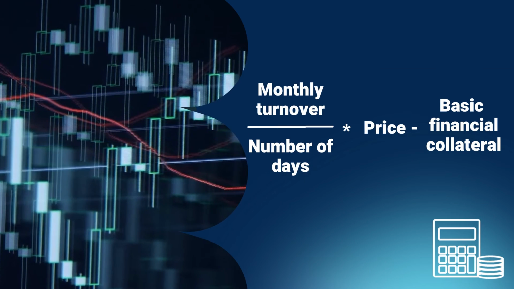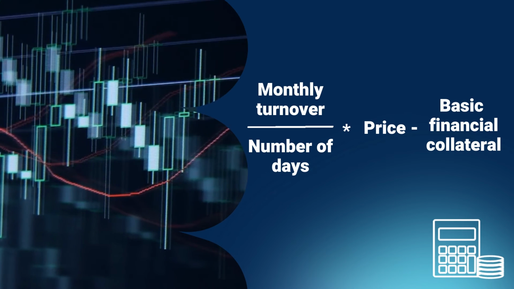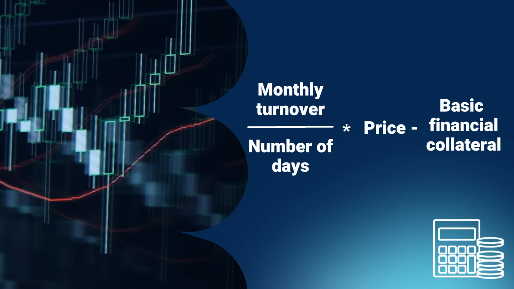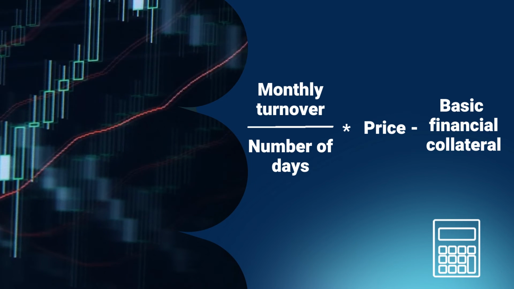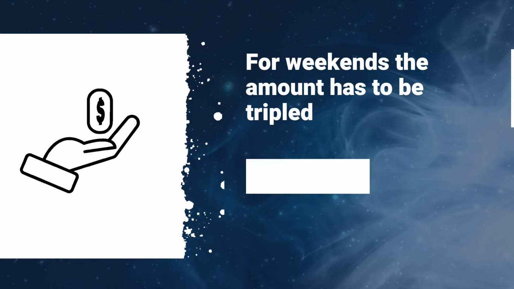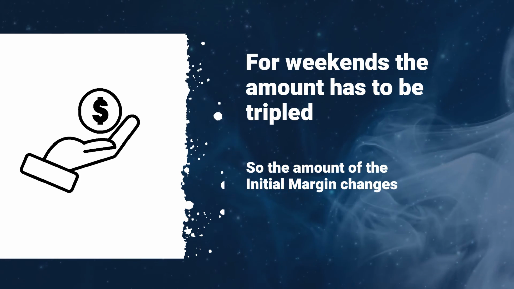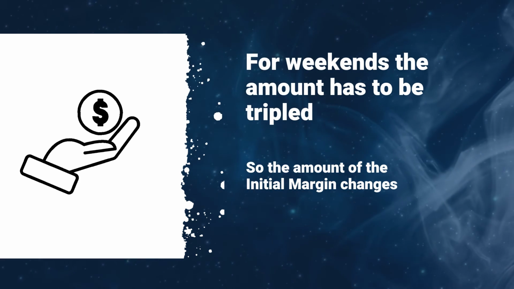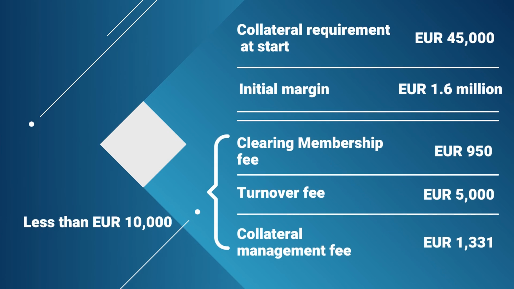In this example, the amount is obtained by taking the monthly quantity divided by the number of days, multiplying it by the price, and deducting from this amount the €30,000 basic financial collateral that has already been placed. Please have in mind that for weekends the amount has to be tripled, so on each Friday the amount of the initial margin is €4.97 million. As for the fees, the total monthly cost is less than €10,000. That comes from the membership fee, from the turnover fee, and from the collateral management fee.